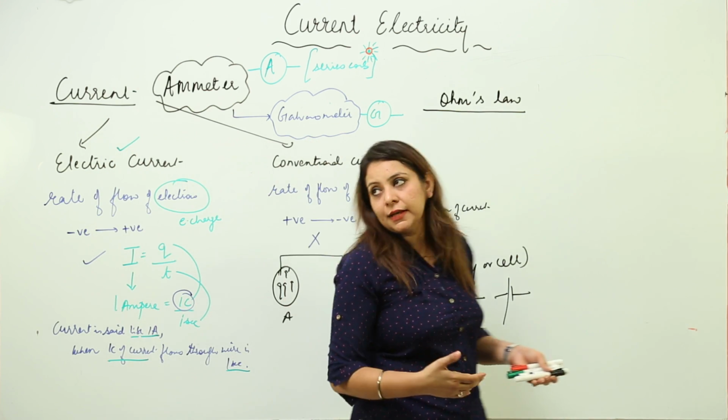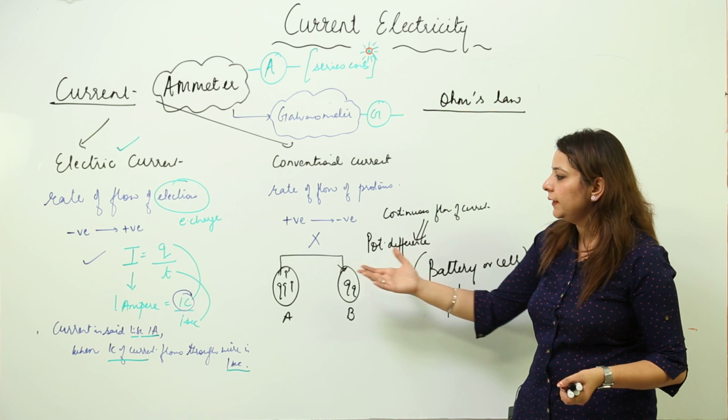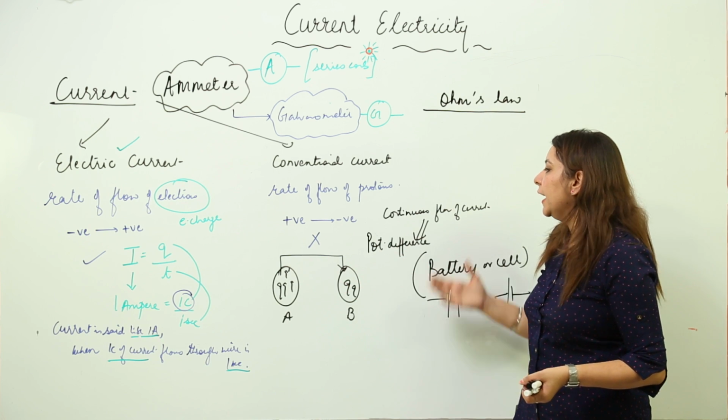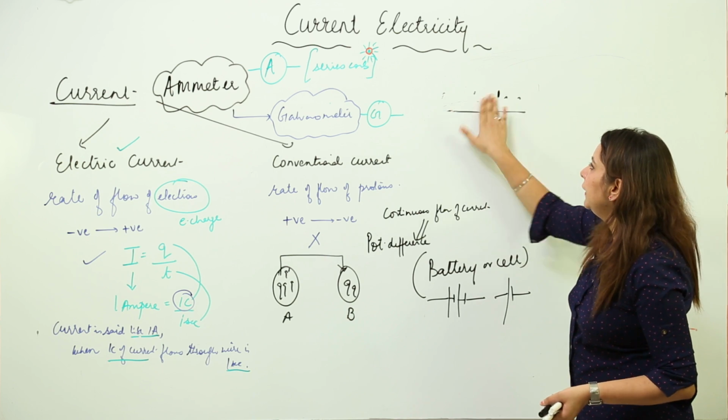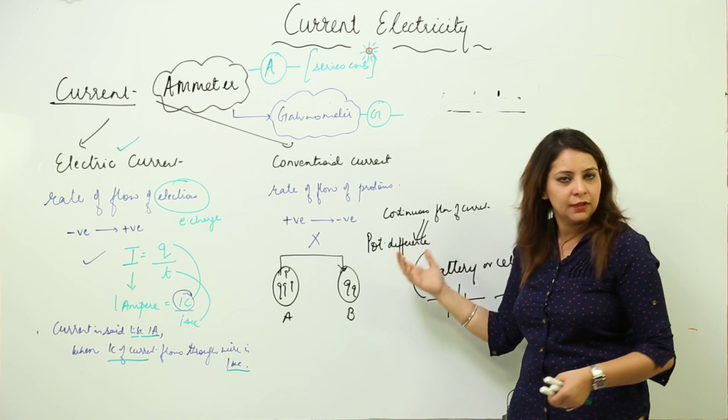So this is the electric current, the instrument, the 1 ampere, and how we can have the continuous flow of current. We will be taking Ohm's law in the next slide. So just look at the board carefully.